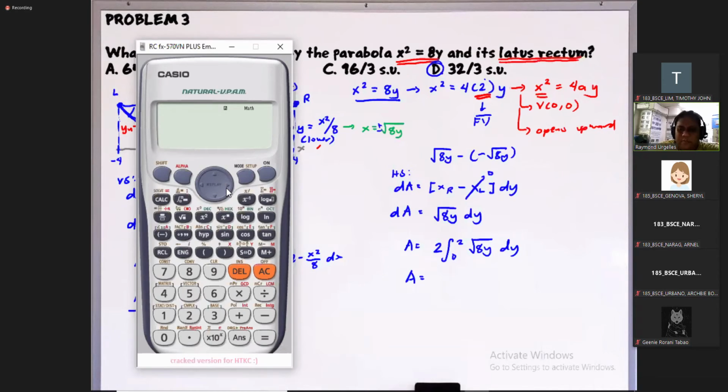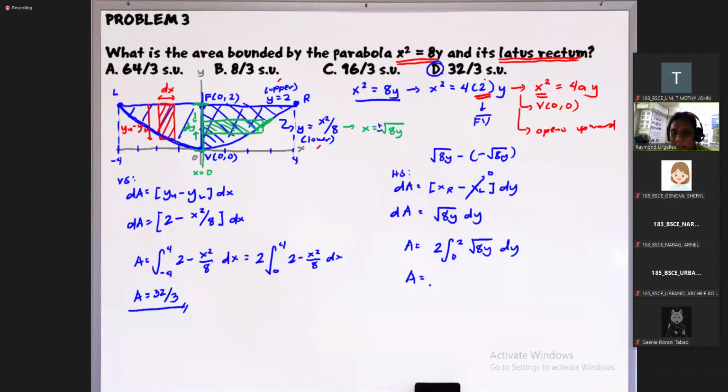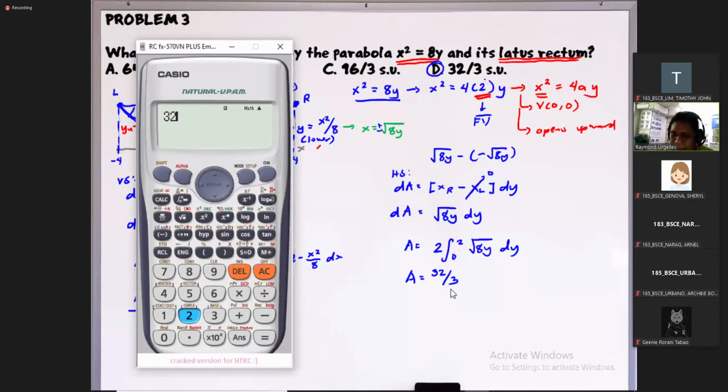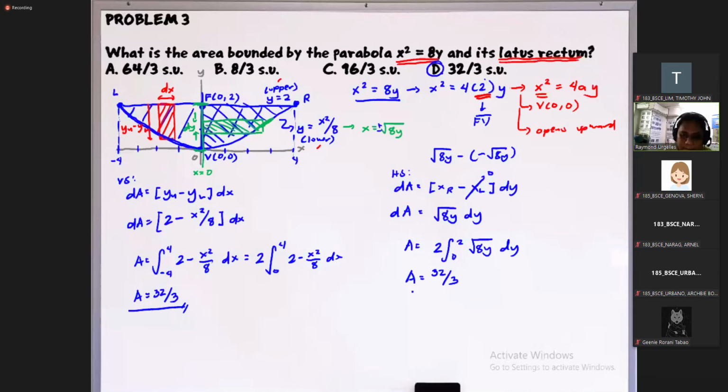Okay. Medyo matagal lang siya kasi merong square root. May lumabas sa calculator. Okay, so 10.6667. No? So 10.6667 is 32 over 3 as well. So we have 32 divided by 3, which is 10.66667. So kaya 32 over 3 yung sagot natin sa problem na. Pareho lang ilalabas.